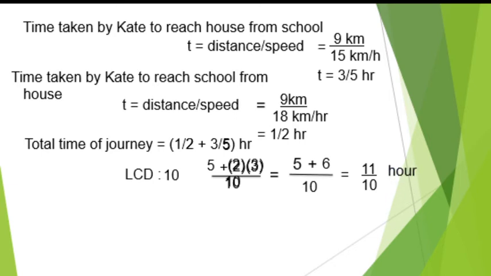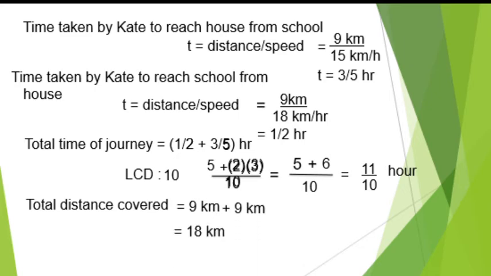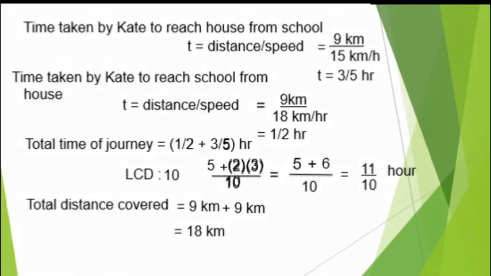So the total time is equal to 11/10 hours. And the distance covered by Kate, from her house to school is 9, and from school to her house is 9. So that is equal to 18 kilometers. Next.